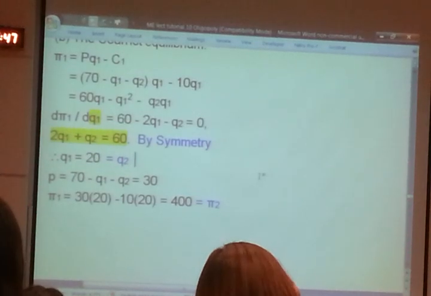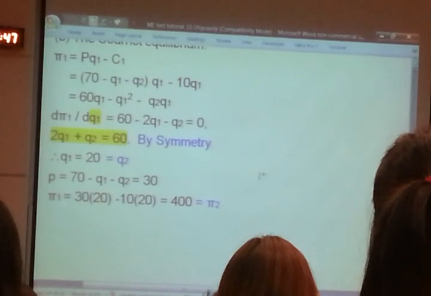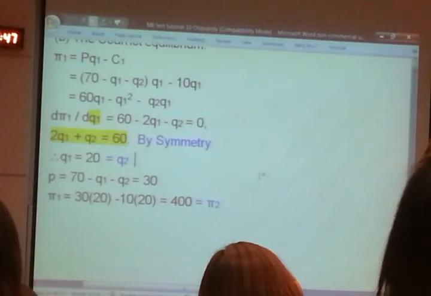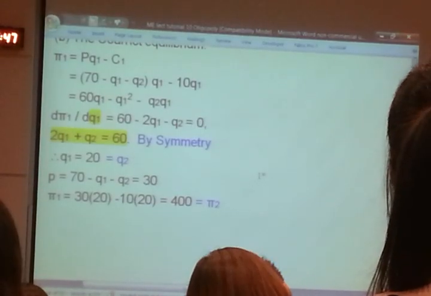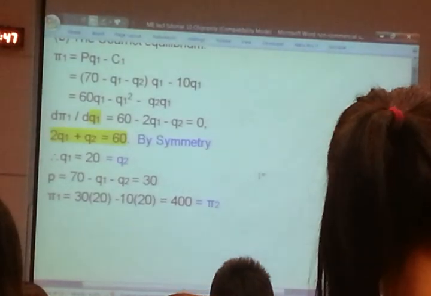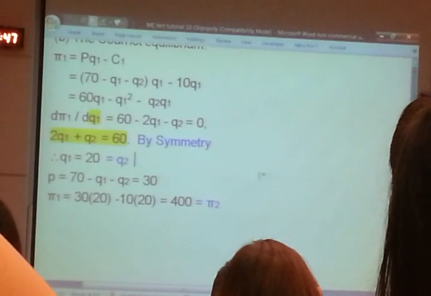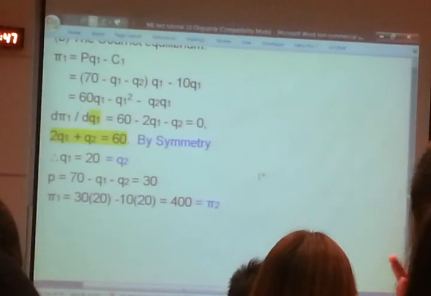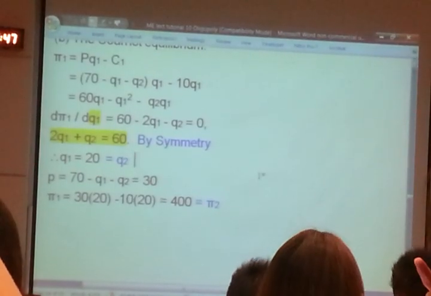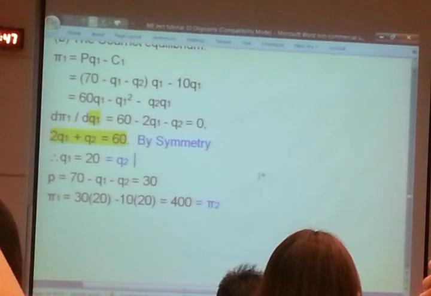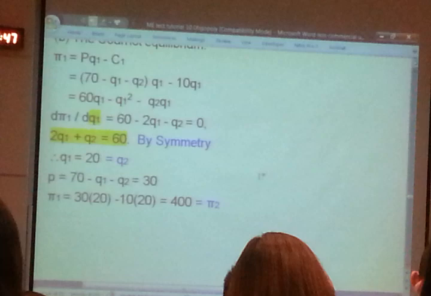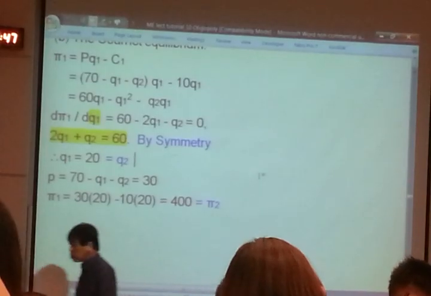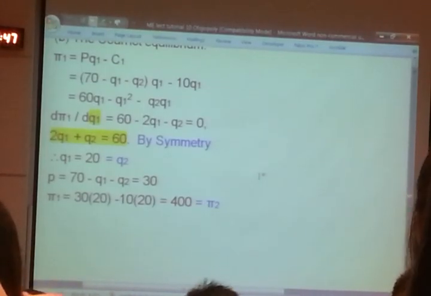Now, can we find Q1 and Q2 from this? Can. But you only have one equation. Can we use one equation to solve for 2 unknowns? Is that possible? But in this case, it's possible, because we can apply symmetry. Otherwise we need to use 2 equations.